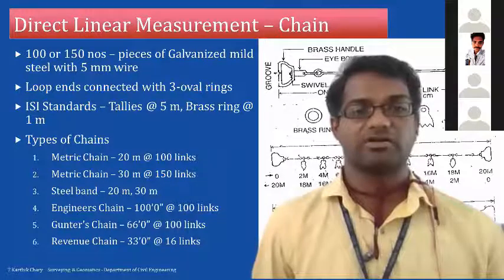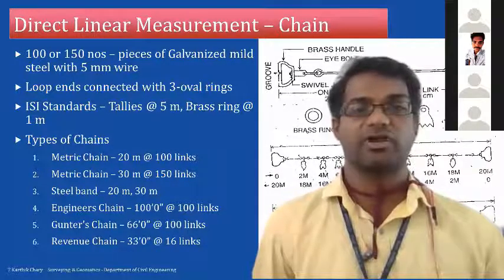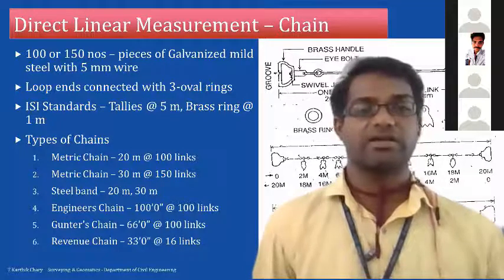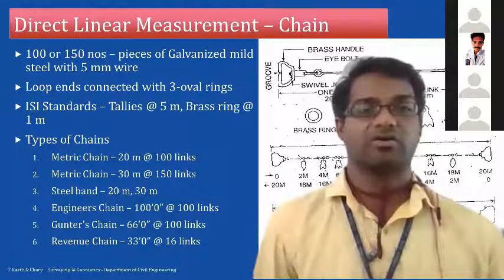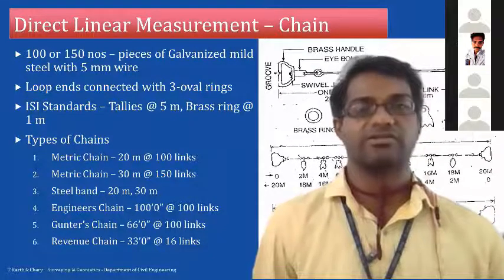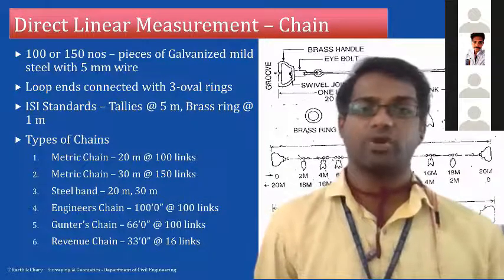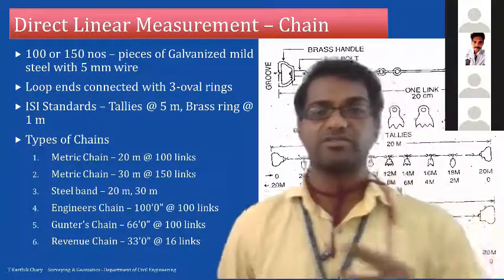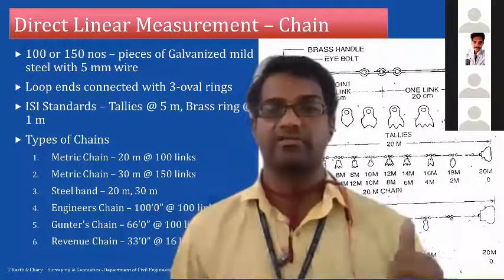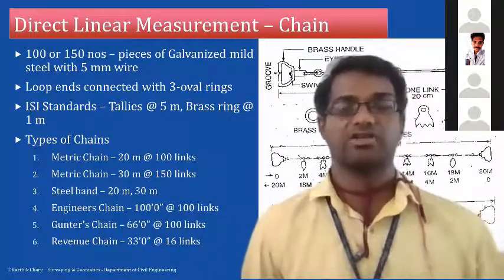If you take the first type of chain, 20 meters, you have 100 links. So one link is how much? 1 by 5 of a meter. So 20 divided by 100 is 1 by 5 of a meter. 1 by 5 of a meter is 0.2 meters. So one link in the metric chain is 0.2 meters. We have just discussed how much one link is in the figure, right? So 0.2 meters is one link in the metric chain of 20 meters.